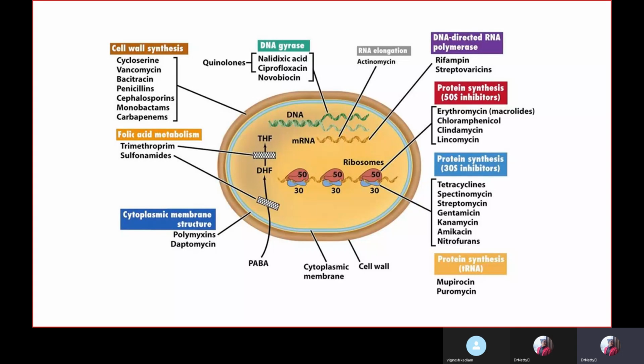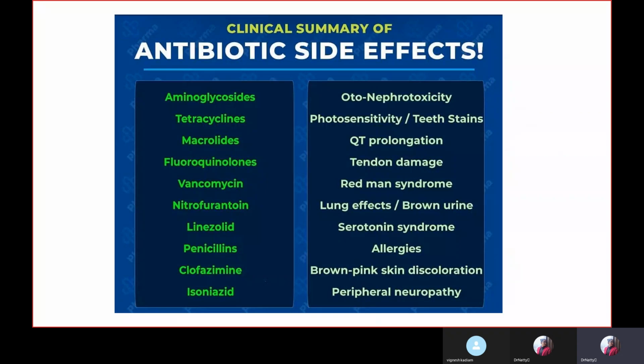In protein synthesis, you have the 50S subunit and 30S subunit. Remember the mnemonic 80-30. The 80 belongs to aminoglycoside and tetracycline. So aminoglycoside and tetracycline, their mechanism of action is 30S protein synthesis inhibition. The remaining ones, erythromycin and chloramphenicol, are 50S subunit inhibitors. If you remember only this, at least if you are a beginner, it is more than enough.